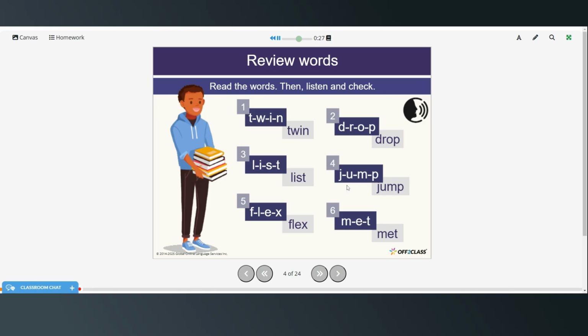J, U, M, P. Jump. F, L, E, X. Flex. M, E, T. Met.